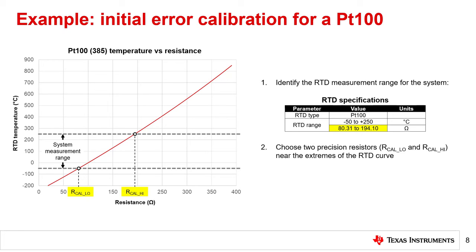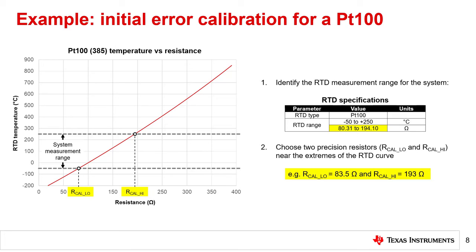Next, we need to choose two precision resistors near the extremes of the RTD curve. We will refer to these resistors as RCal low and RCal high. Note that the actual resistance of these components does not need to cover the entire measurement range, because we know the response of the RTD curve. Instead, it is recommended to select the closest standard resistance values because these components are easier to find and therefore more cost-effective.